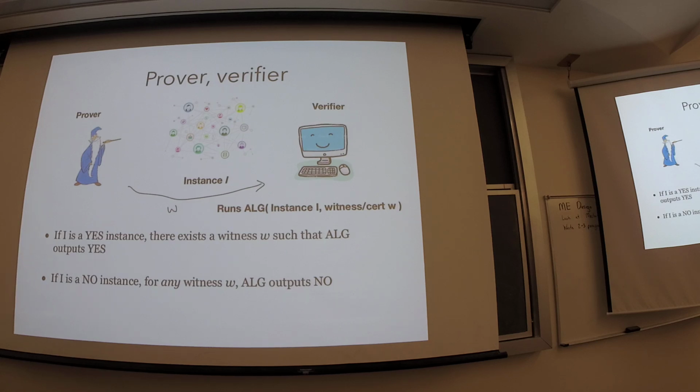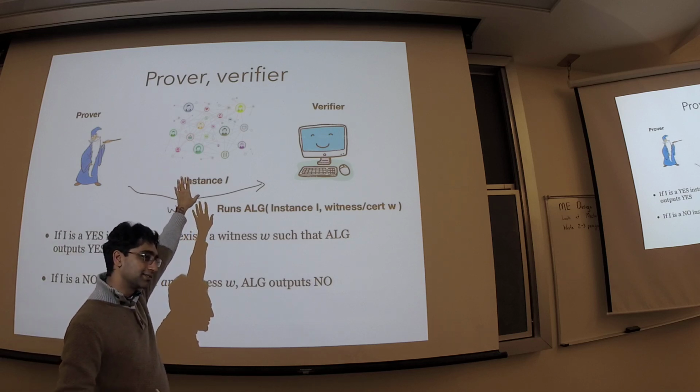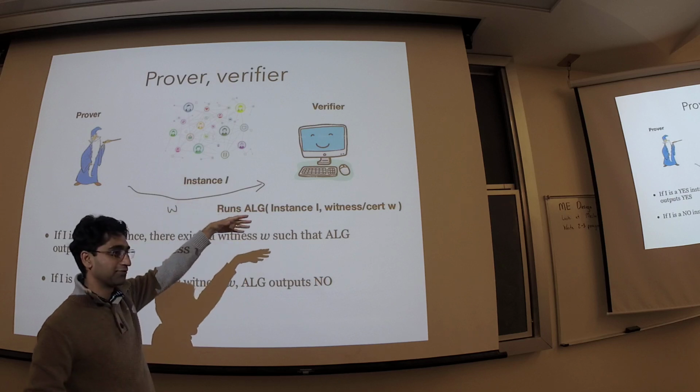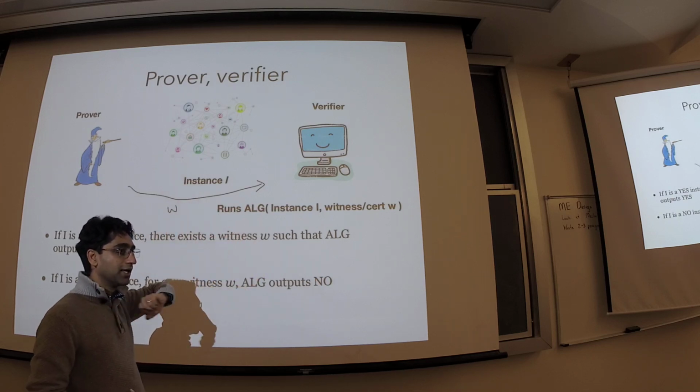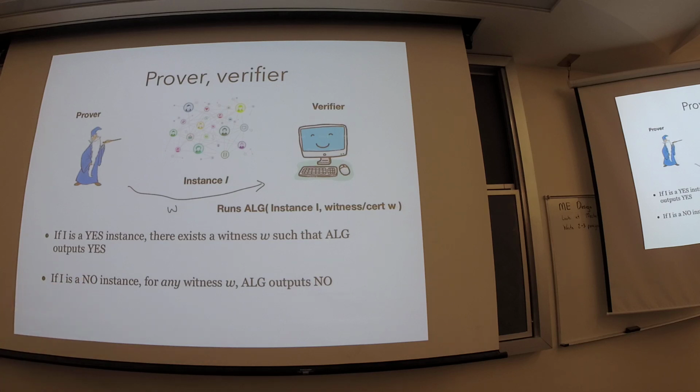So suppose you allow the verifier to be exponential time, then the verifier can actually compute the true answer for the instance. If the true answer is yes, he'll say yes. He'll totally ignore the input of the prover. Otherwise, they will say no. Then whatever the prover does is irrelevant because it's not even being looked at.